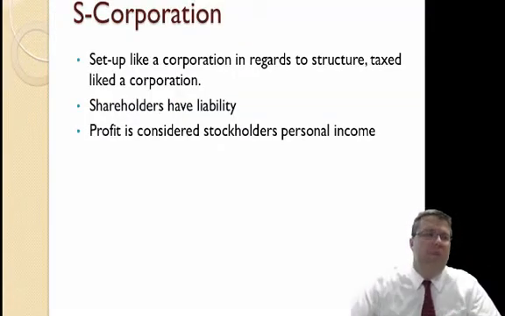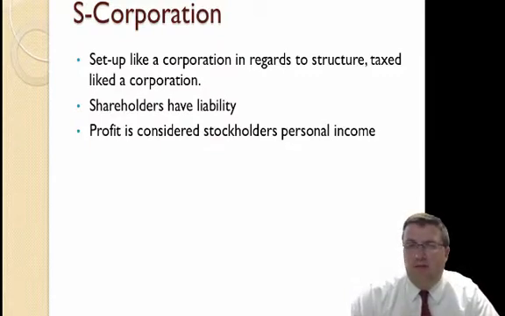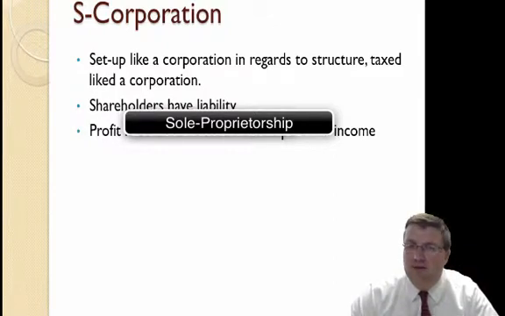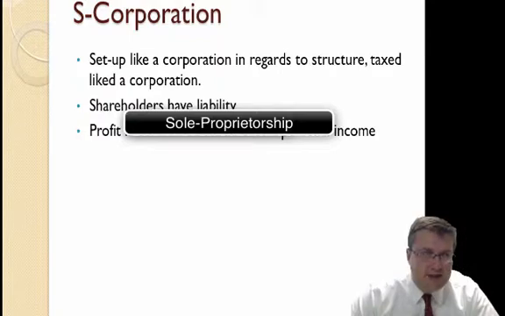And so one method that the government came up with was creating what they call an S corporation. And it's set up like a corporation in regards to structure, but it is going to be taxed more like a sole proprietorship. Shareholders have liability. Profit is considered stockholders' personal income. And so you kind of take that protection piece, but it also kind of goes back onto telling the shareholders that they have the liability of paying the debts versus a C corporation where you didn't have that same liability.